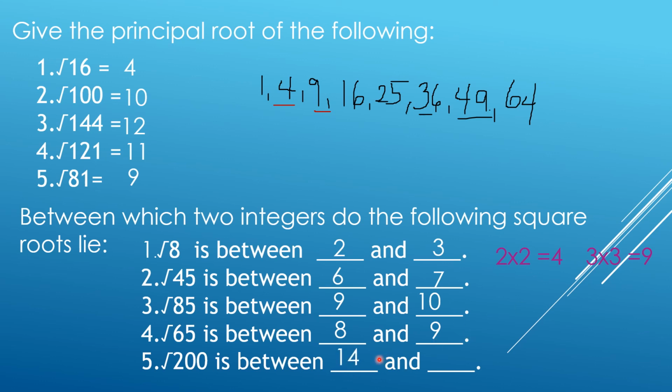Okay. So, here, between 14 and 15. Because 14 times 14 is 196 and 15 times 15 is 225. So, yon. Square root of 196 is 14. Square root of 225 is 15.